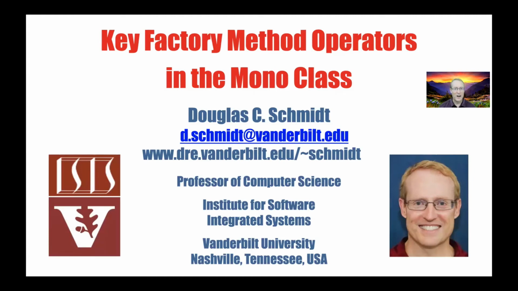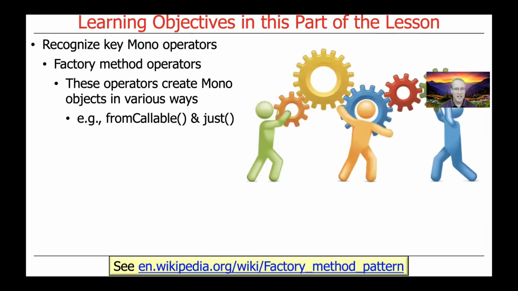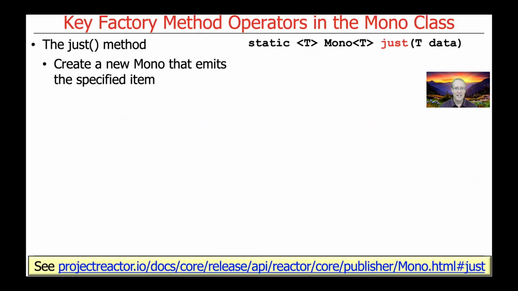Welcome to the next lesson in our course, where we begin our coverage of the Mono class in Project Reactor. We'll start out by talking about some of the key Mono operators, beginning initially with factory methods. If you recall, factory methods are an implementation of the factory method pattern from the Gang of Four book. And these particular operators are used to create Mono objects in various ways from other types of data. And we'll be focusing on the just and fromCallable factory methods in the Mono class.